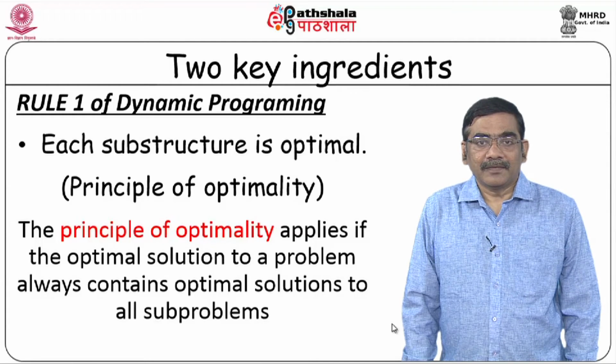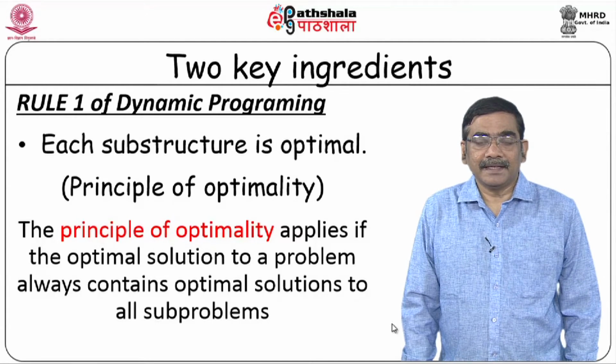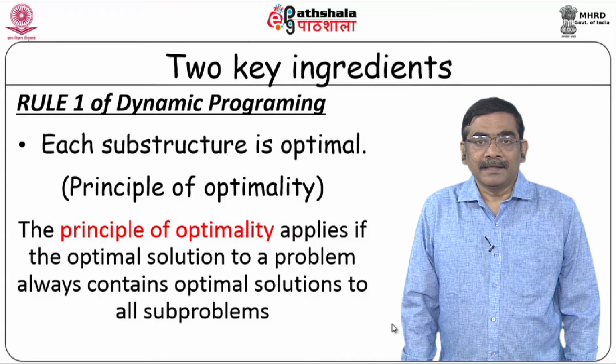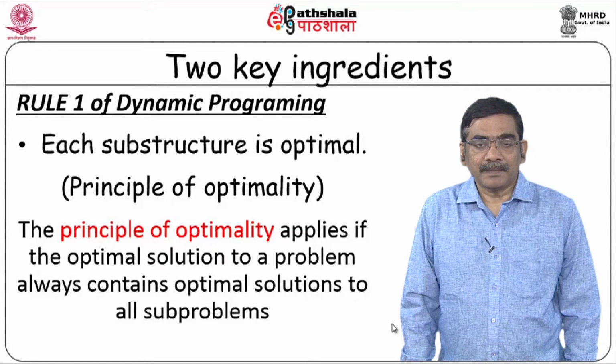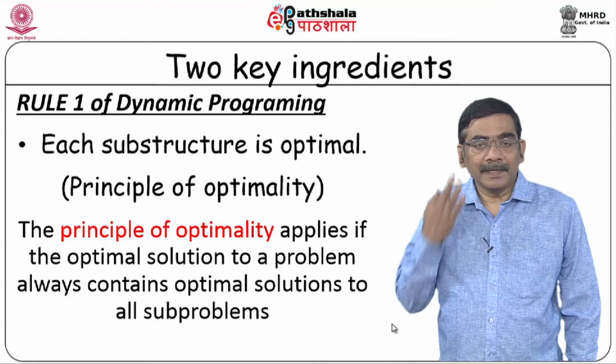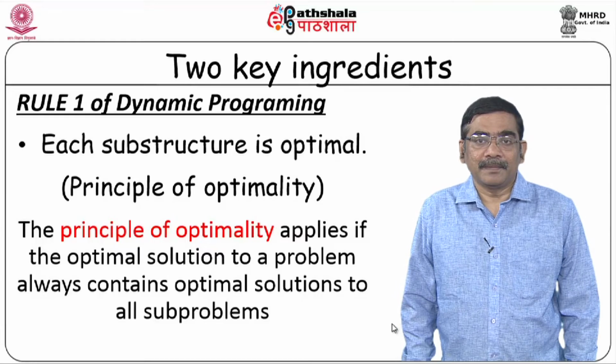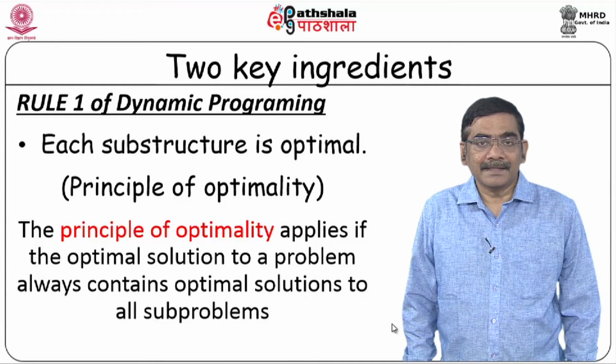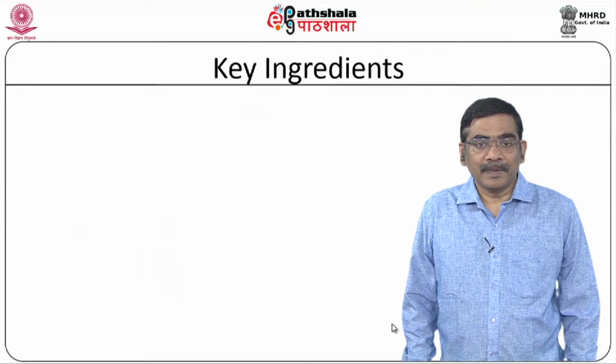What is the implication of this? The implication is like this. Suppose we take a decision that is an optimal decision for solving a particular problem, and if we try to decompose that problem into sub problems, then we can say that the primary optimal solution is applicable to all the associated sub problems. This is what we call the principle of optimality.